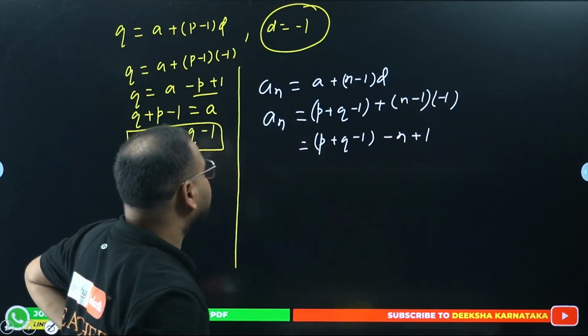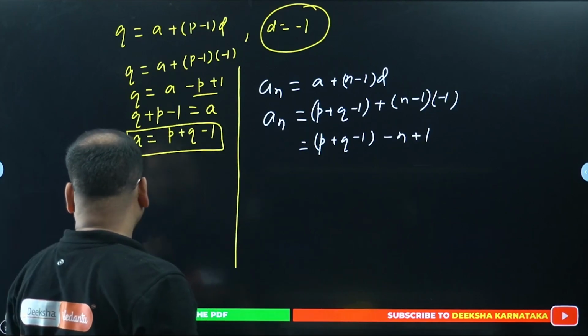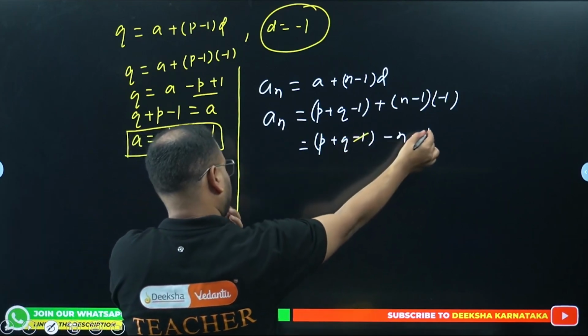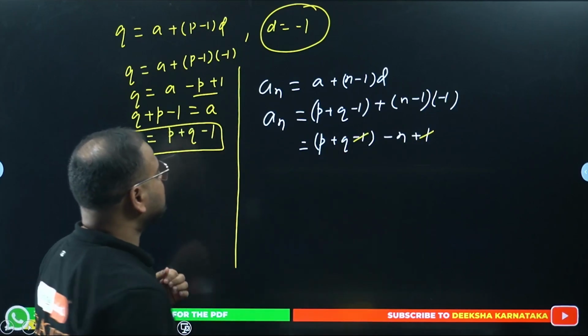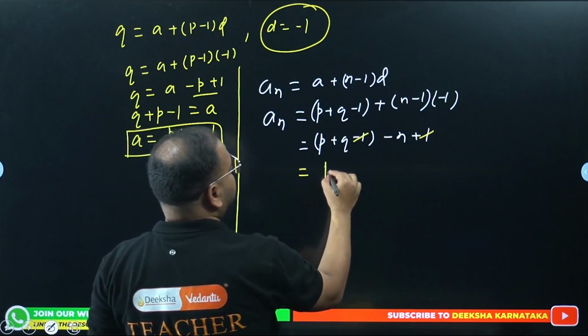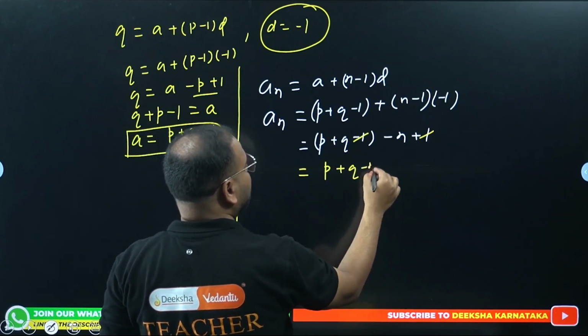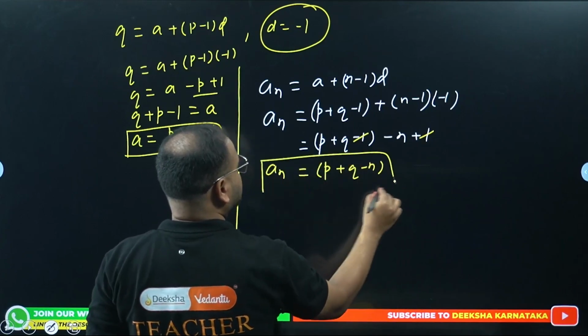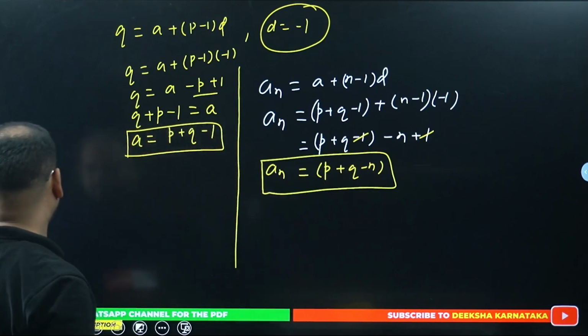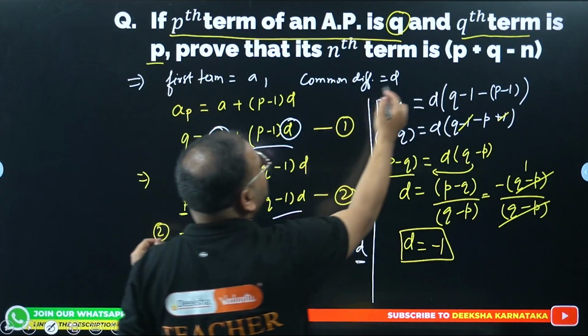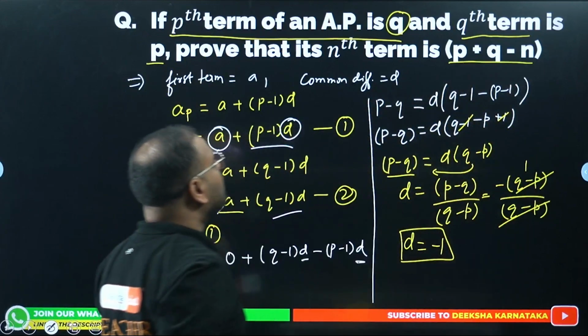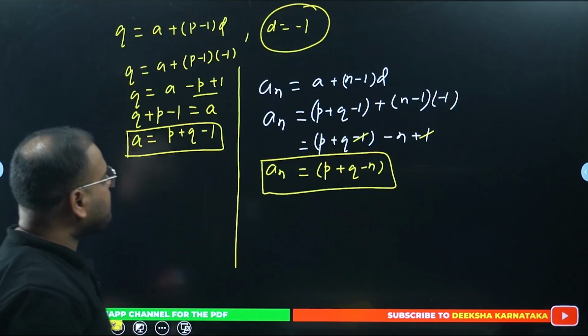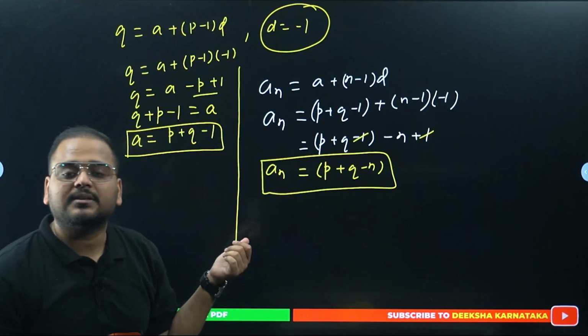Simplify it. Something getting cancelled? Minus 1 plus 1. What is my answer over here? P plus q minus n. What is this? Nothing but my nth term. Check what they are asking. Prove that nth term is p plus q minus n. Nth term is p plus q minus n.